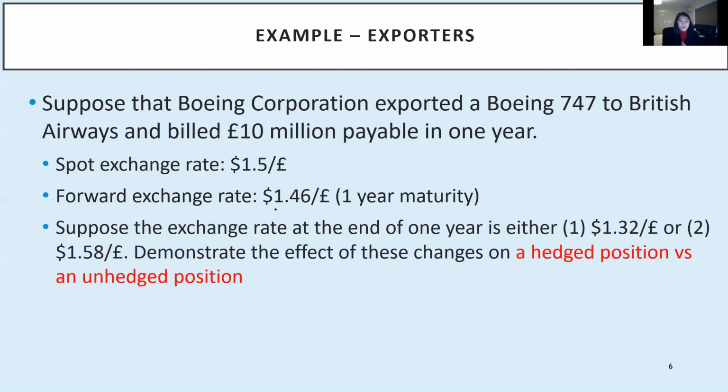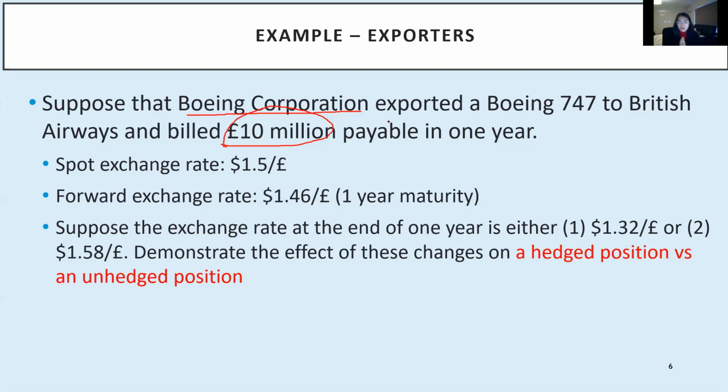So as an example, can you guys help me do this example here? Suppose that Boeing Corporation, so this is an American company, exported a Boeing 747 to British Airways and billed 10 million pounds payable in 1 year, okay? Because this bill is invoiced in pounds, the American company is the one that bears the exchange rate risk, okay? So in this case, the spot exchange rate is $1.5 per pound. The forward exchange rate is 1.46 per pound for a 1 year maturity.